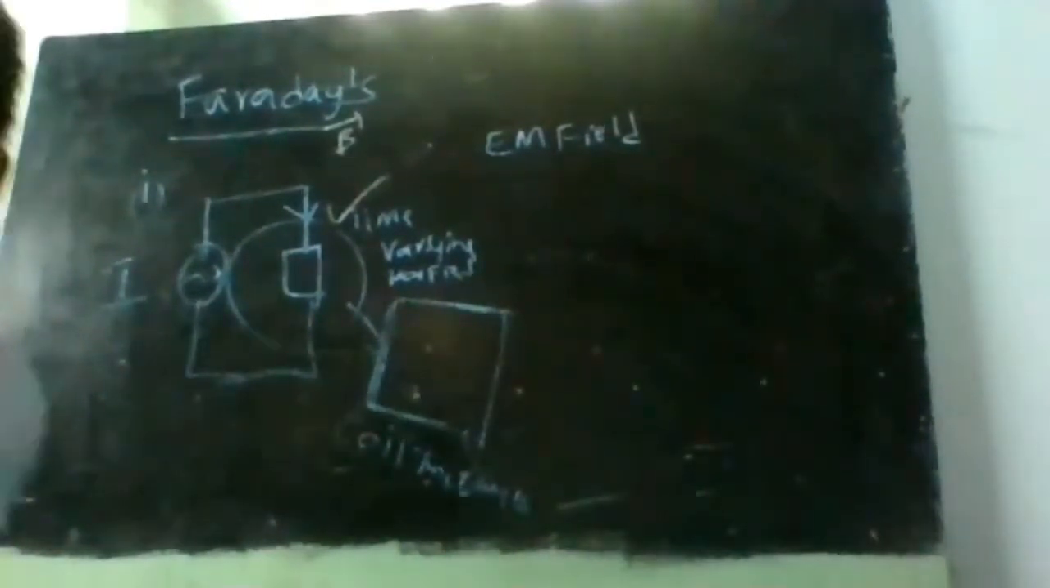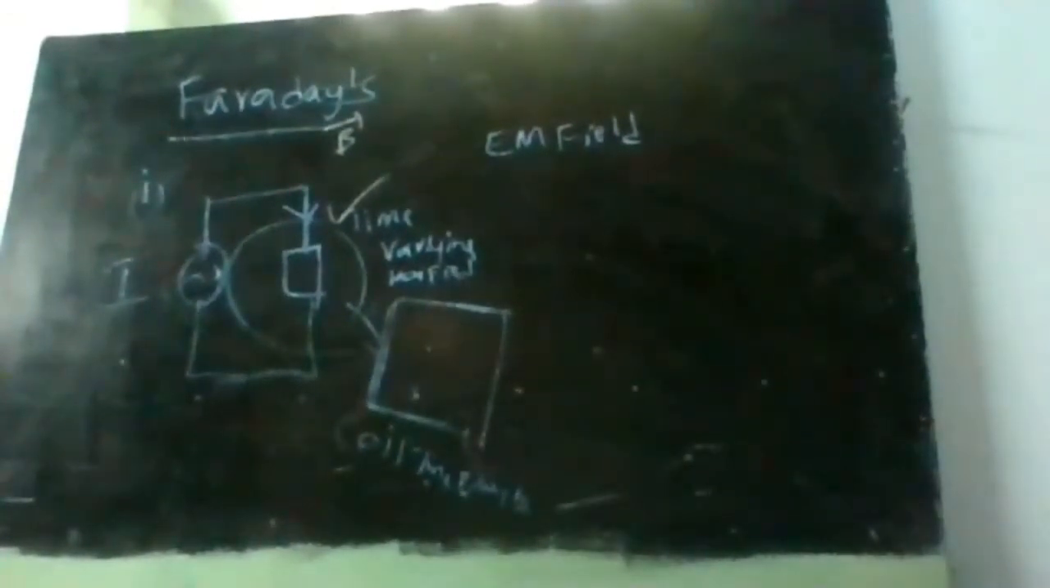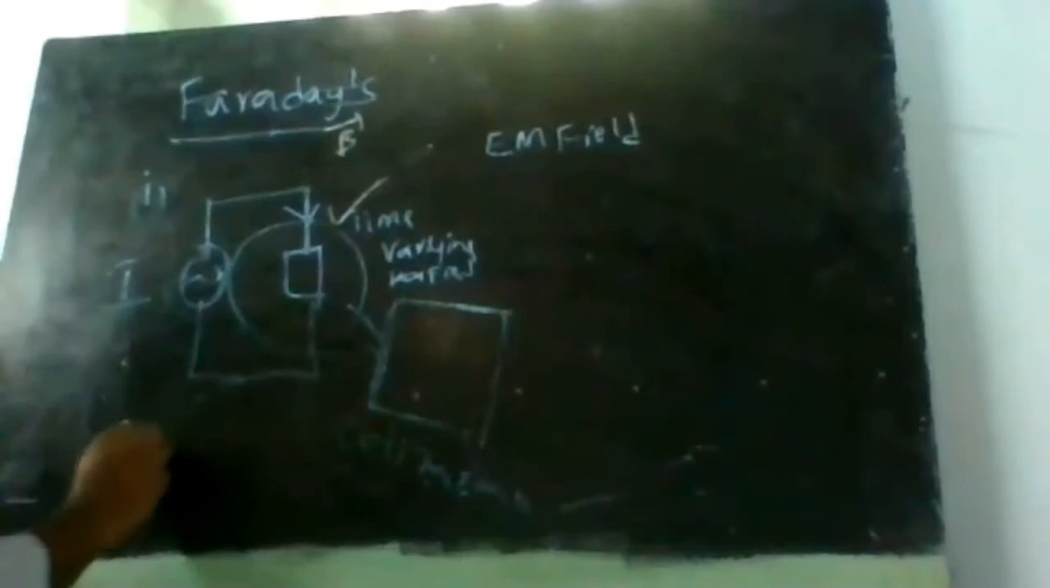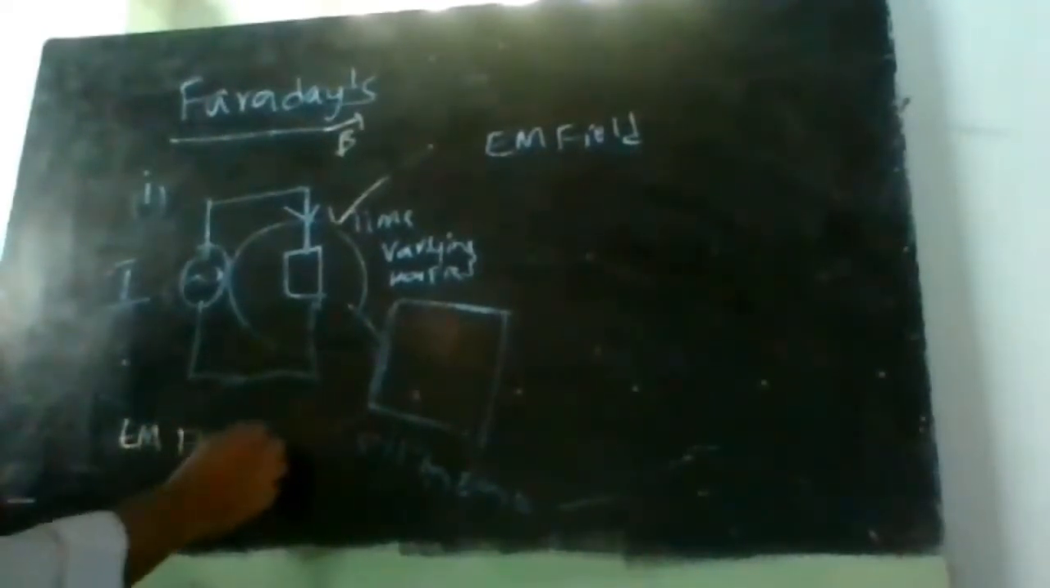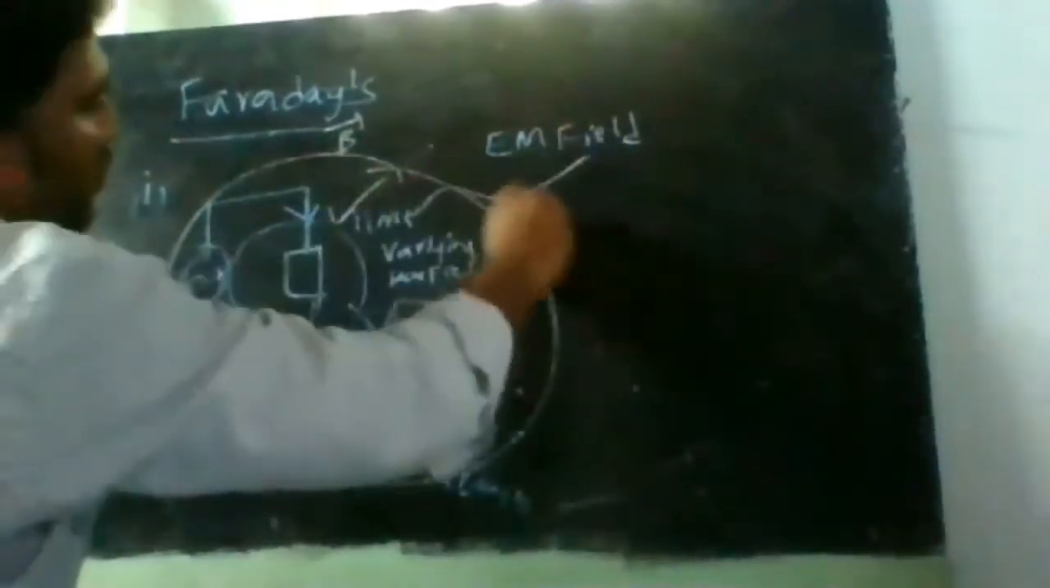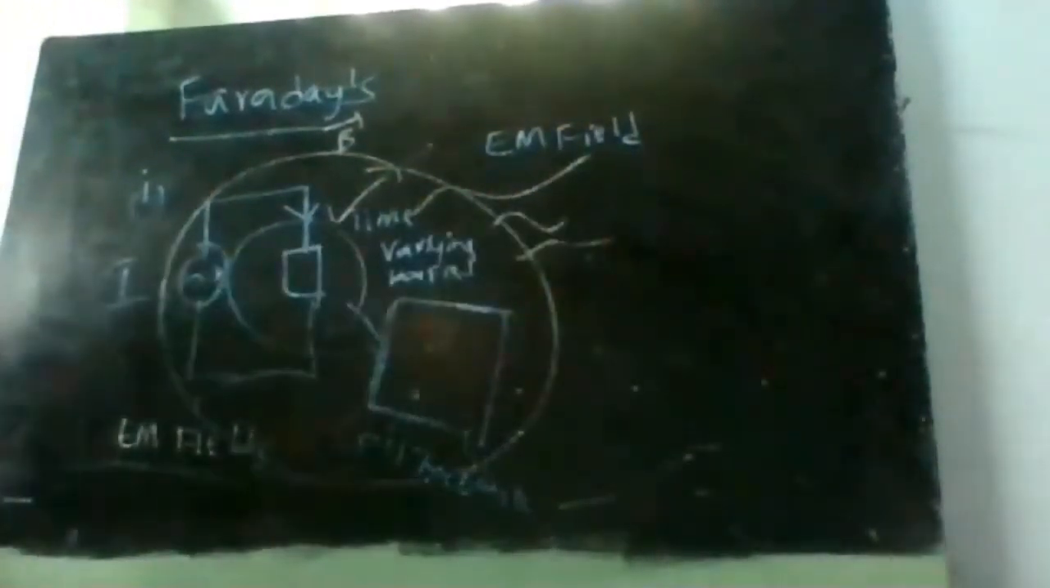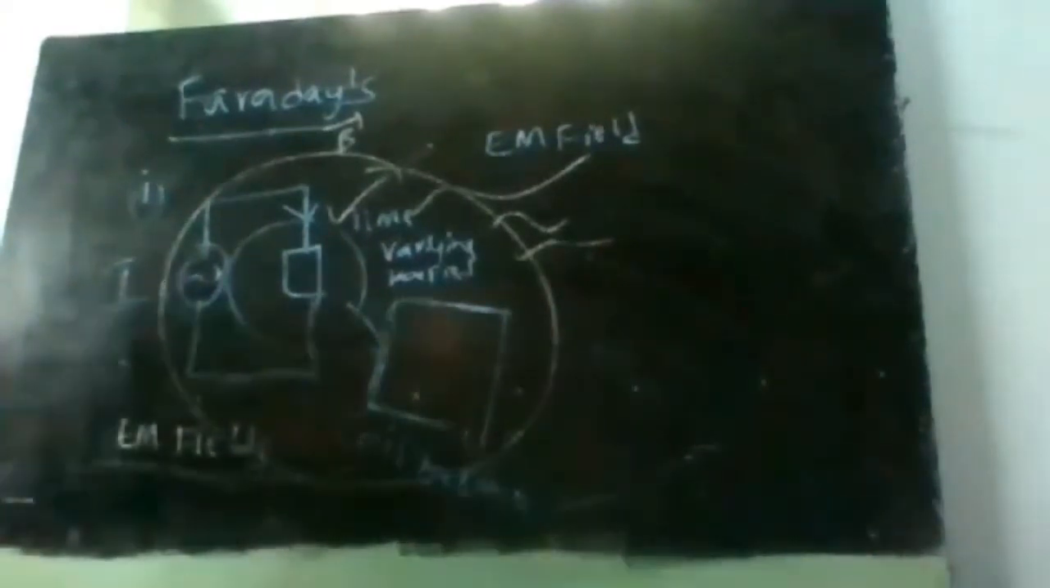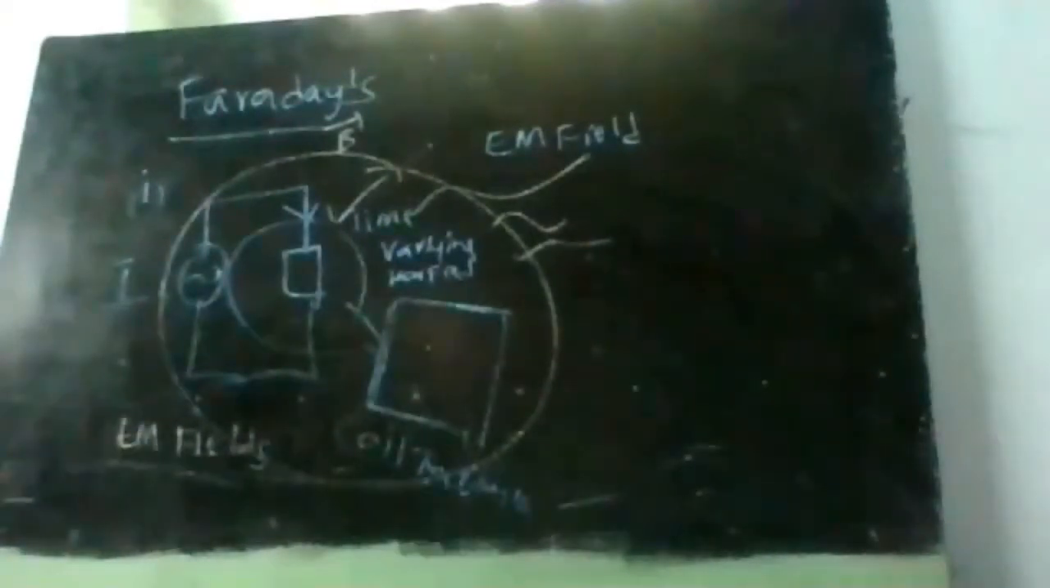Because of this potential, we will get an electric field, which is also time varying in nature, because the field that is producing it is time varying. So because of this, we will get one type of fields, EM fields. Around this entire setup, we will get electromagnetic fields that are time varying in nature. Clear with this?